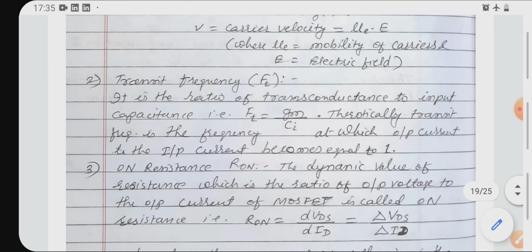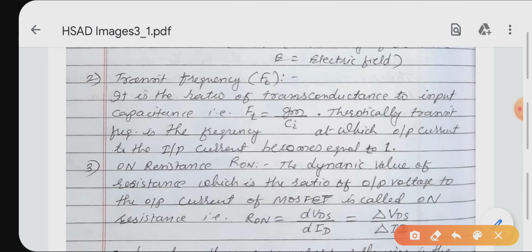The second important parameter which decides the operating speed of the device or transistor is transit frequency, denoted as capital F small t. It is the ratio of transconductance to the input capacitance, and it can be denoted as Ft is equal to Gm by Ci, where Gm is the transconductance and Ci is the input capacitance, that means junction capacitance. Theoretically, this transit frequency is the frequency at which the output current to the input current becomes equal to 1.